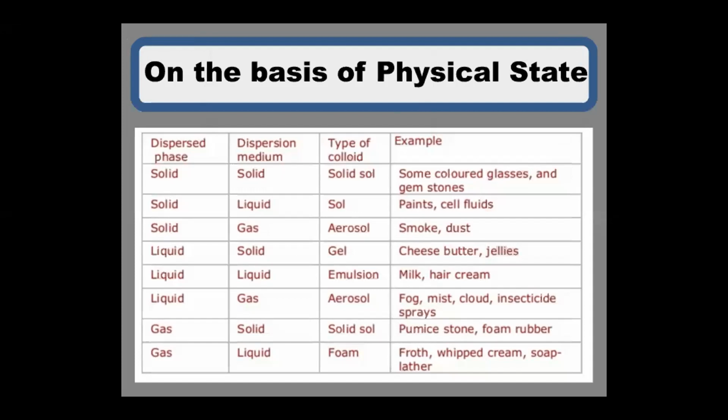In the dispersed phase, the gas state has come, and in the dispersion medium, the liquid state, and the type is foam, and some other examples are whipped cream, soap, leather, etc.